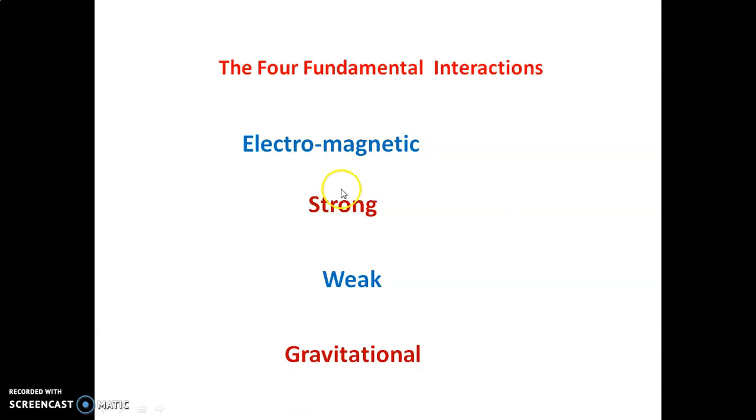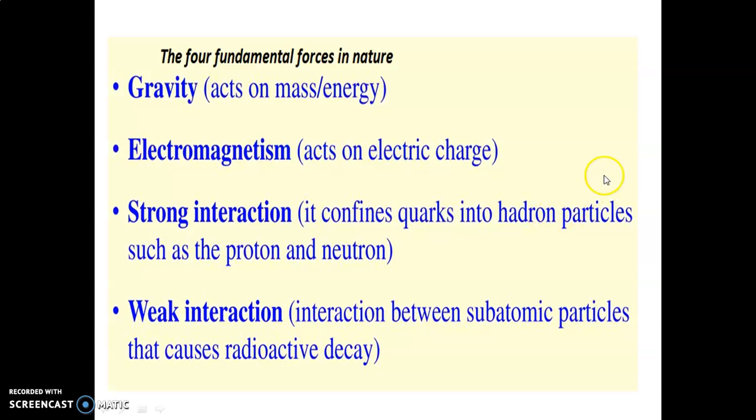Now, before going to explain the force at a distance, I would like to show you what they are. We know that gravity acts on mass and energy, electromagnetism acts on electric charges, strong interaction acts between a proton and a neutron. That means it keeps a proton and a neutron together. Till now we have not learned about quarks, so I will not talk about it. And weak interaction is the interaction between subatomic particles that causes radioactive decay. So that much is enough for us to learn for the time being.